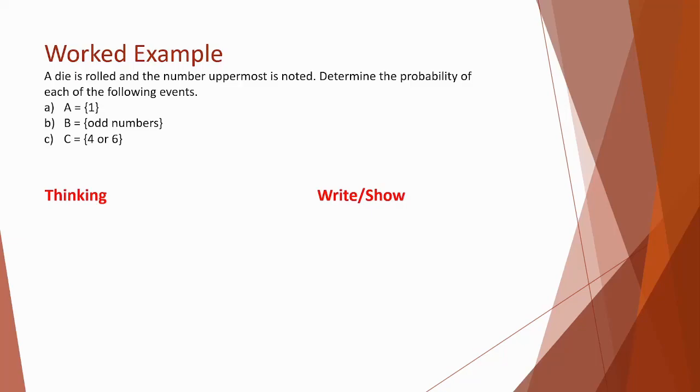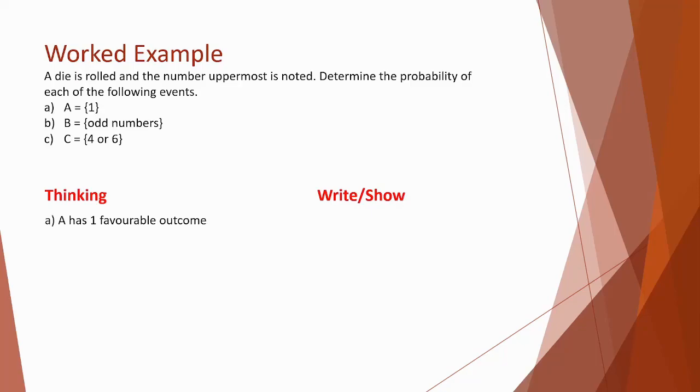So let's try this in an example. So I'm going to roll a dice and I'm going to make note of the number that is showing on top. I want to work out the following events. So event A is that we roll the set of the numbers 1. Event B is we roll the set of odd numbers. And event C is we roll either 4 or 6. So let's have a look. I've got my thinking on the left-hand side and writing what I'm going to show my teacher on the right. So let's have a look.